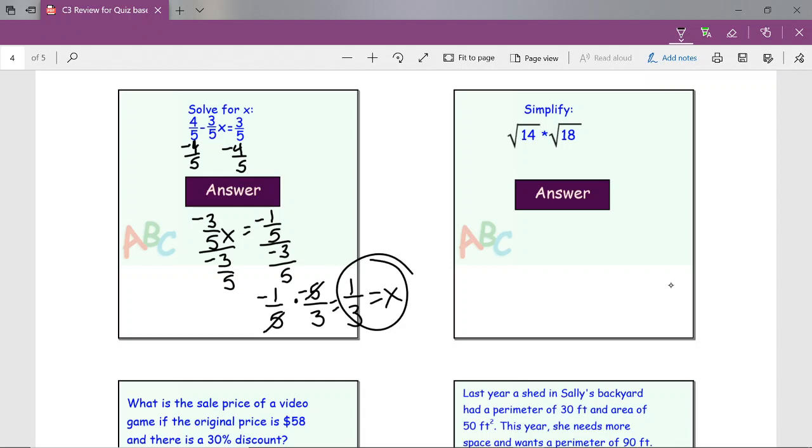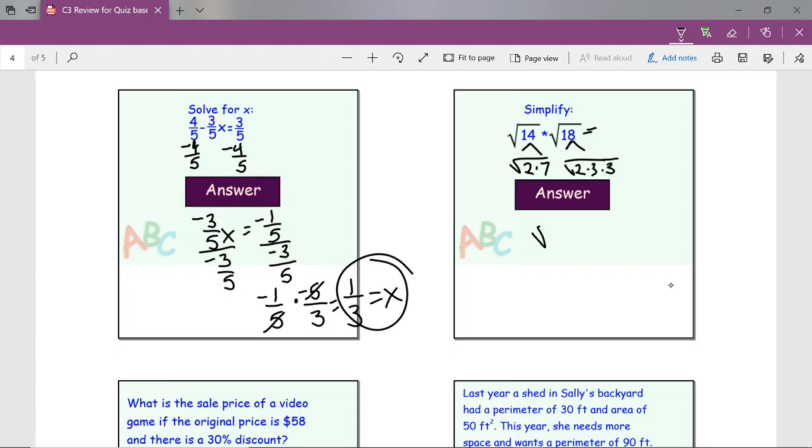Simplify. Well, we could go ahead and multiply these two radicals together. It's going to give us a big number that we're then going to have to break down into different pieces. I would actually rather figure out the pieces of each of these first and then multiply them. For example, the square root of 14 would actually be square root of 2 times 7, and the square root of 18 would be 2 times 3 times 3.